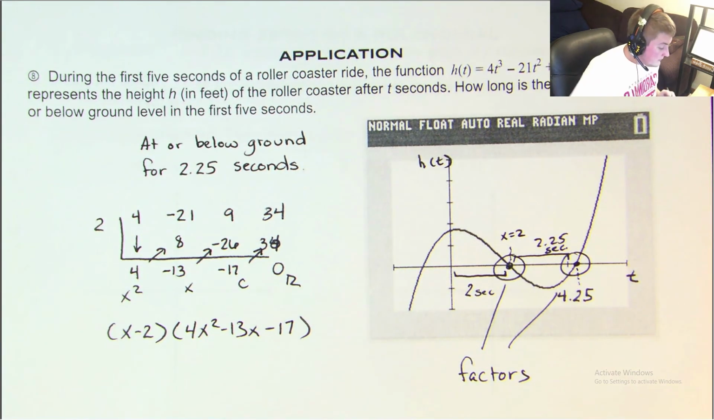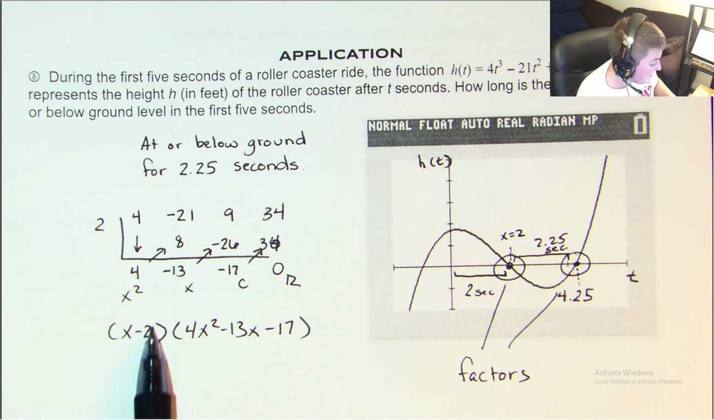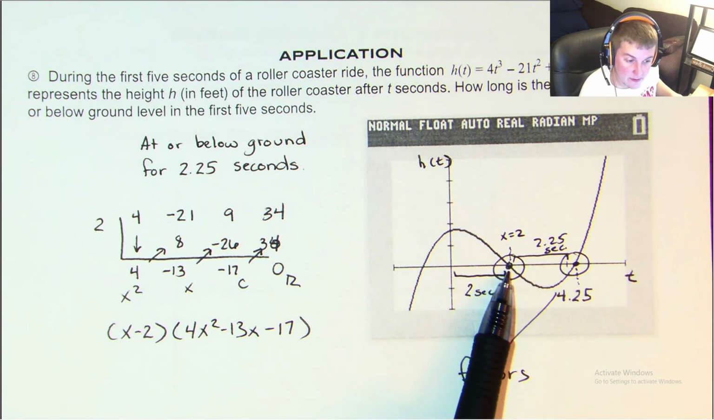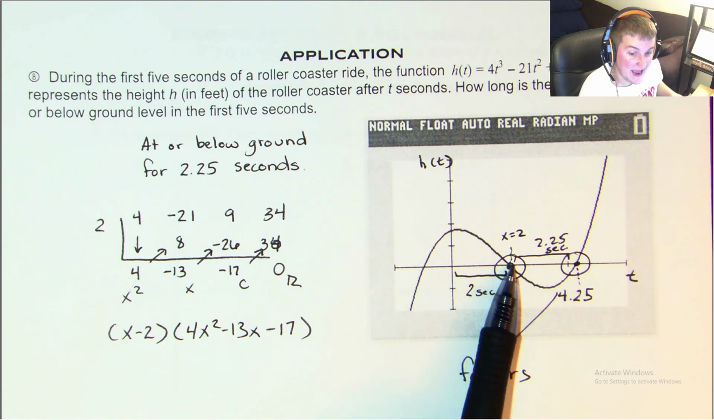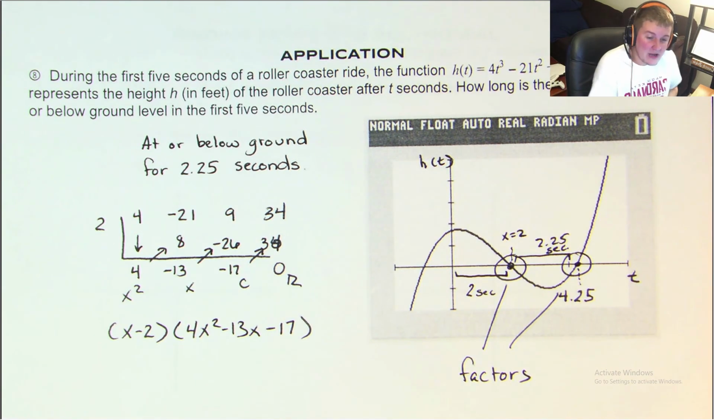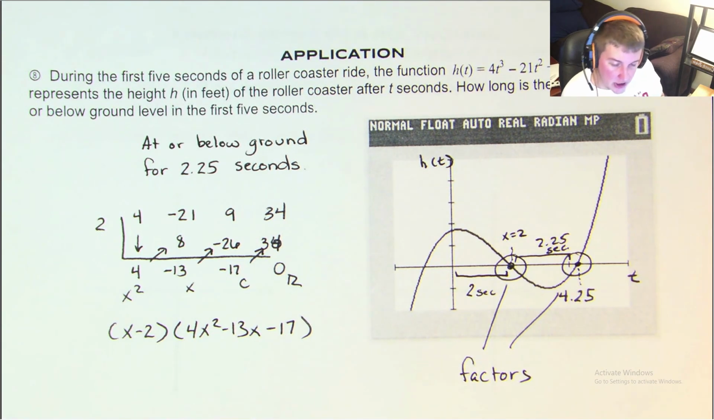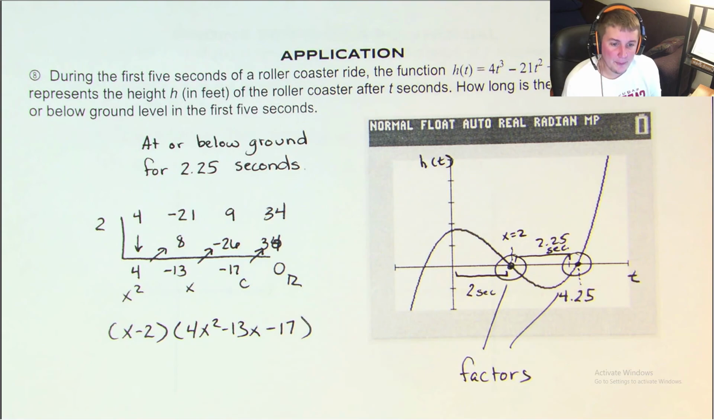Okay. So as you can see, it turned out it was a factor because that's where it crossed the x-axis. And that is going to be a nice hint. We're not going to factor this completely, although we could from this point on. But what we're going to do is use that as a little bit of a hint into where we're going next chapter.